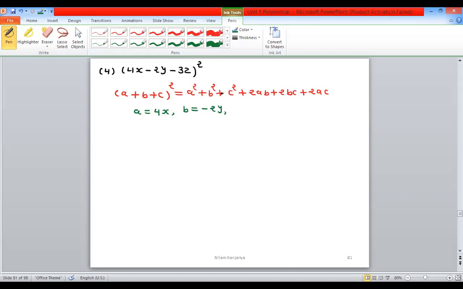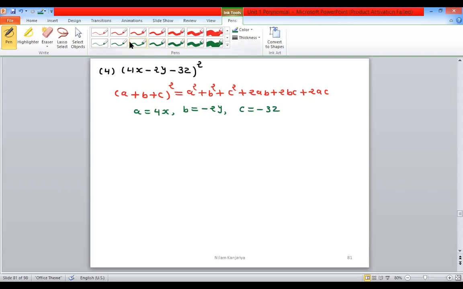So if you remember the minus identity, very good. It's a brilliant thing. But if you're not ready to remember the minus identity, you must remember the positive identity and just change the sign. Look, both give the same answer. Then c is equal to minus 3z.